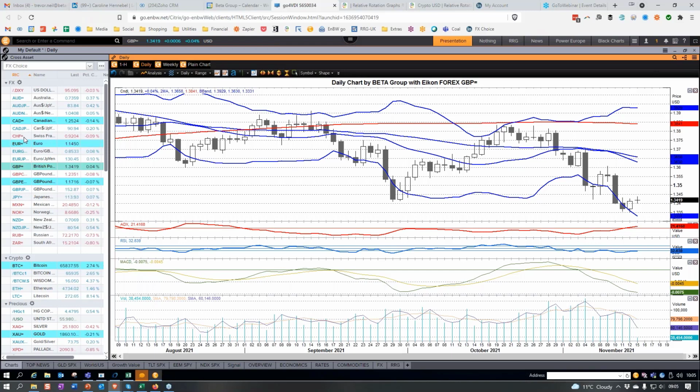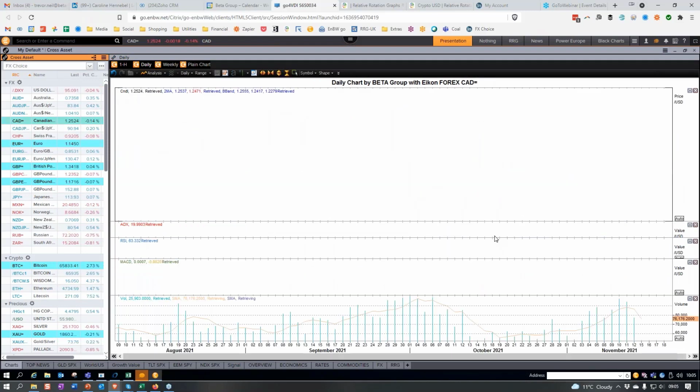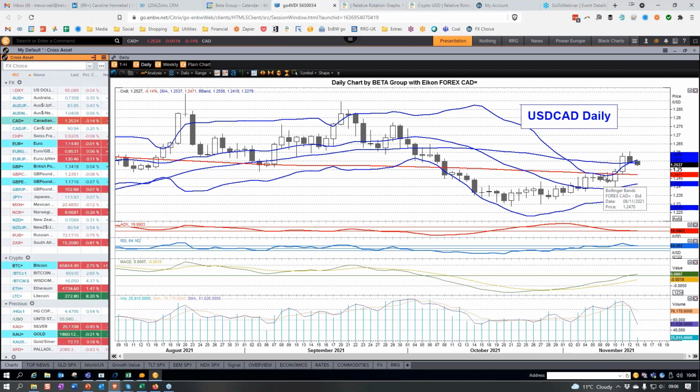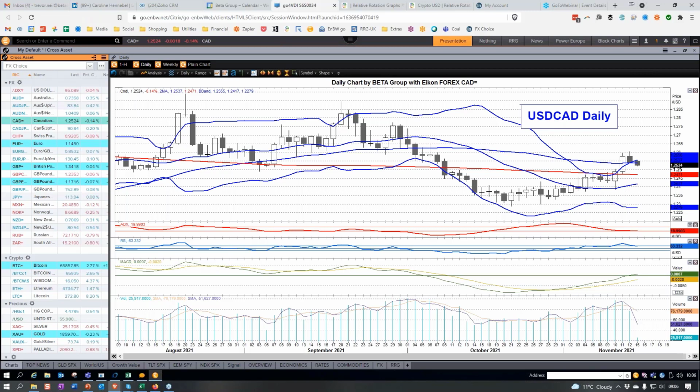Now let's look at a couple of the commodity currencies. First of all, the Australian dollar. And so here, this is the US dollar, Canadian dollar this way around. So rising here is weakening Canadian dollar. Canadian dollar is weakening. The US dollar is rising. And this is continuing here.